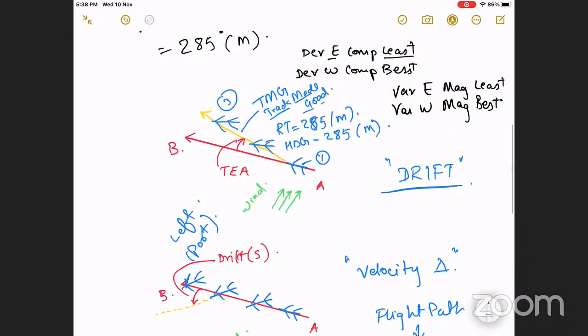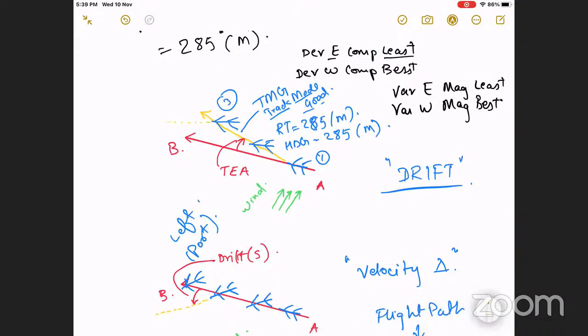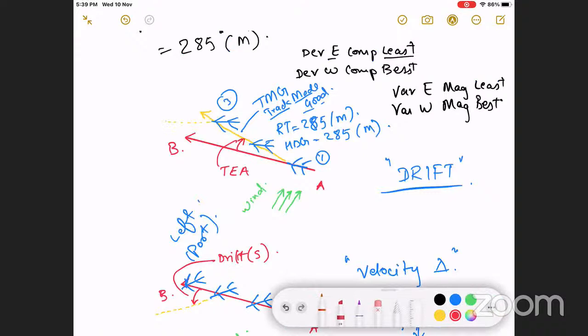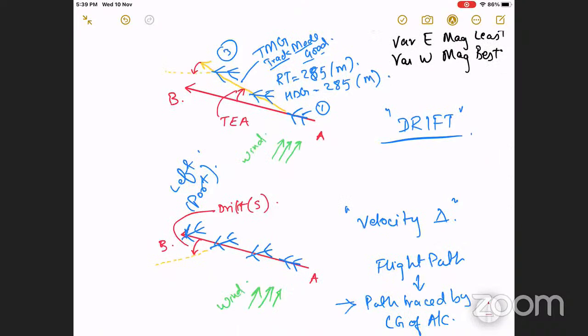Even in this case, if you make an extended line for your heading like this, this angle represents drift only, because the TMG is still different and your heading is still different. But there is a formula to help you derive your drift when there is TMG and heading. Simple. I'll be giving you all these formulas when we talk about this concept in detail. This concept will be a part of velocity triangle, in-flight navigation and 1/60, all three together.